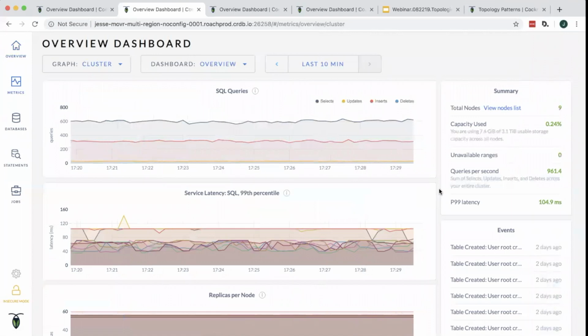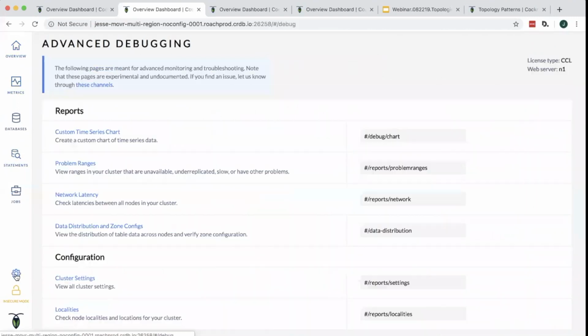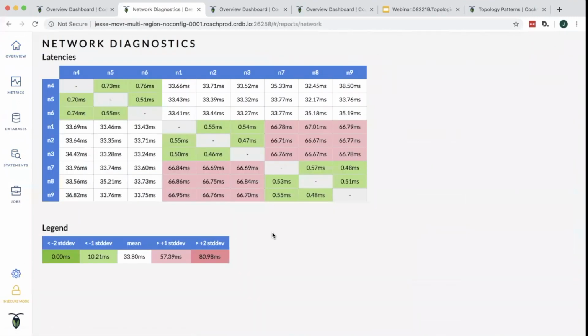And I'm doing this on purpose to show you the effect of latency when you're deployed across multiple regions. So you can see that the P99 latency has gone up significantly. It's 104 milliseconds now. And again, let's go to the network latency page, and we can see what's behind this.